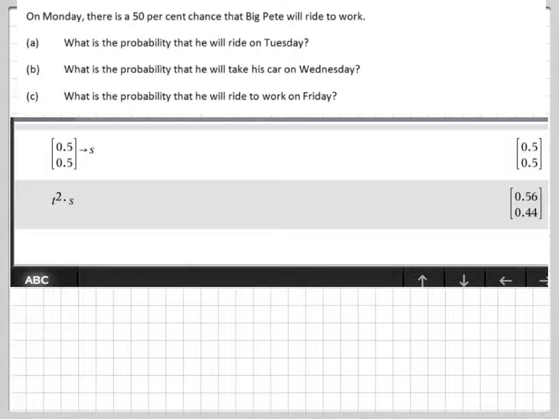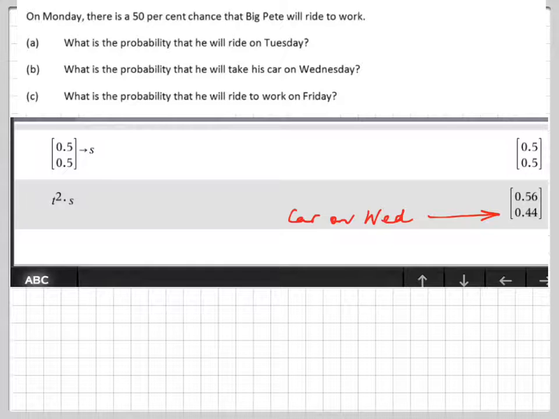I have done it for you. I've done it all. There's just one line that scrolled up so you can't see it. But I have done the whole thing for you. I put in that the transition matrix was whatever we said it was, and I put in the initial state matrix as S. And therefore I did T squared times S. And what did I get? That's car on Wednesday. Big Pete's got a 0.44 probability of driving his car on Wednesday.